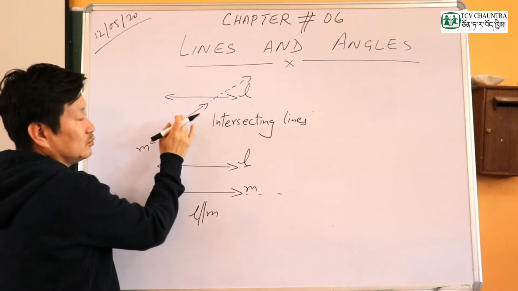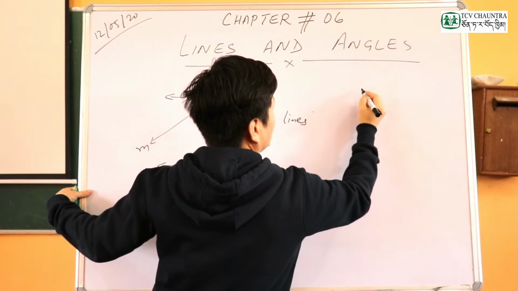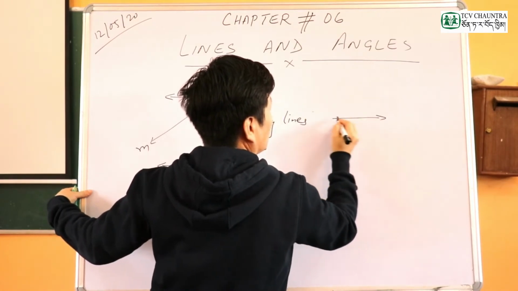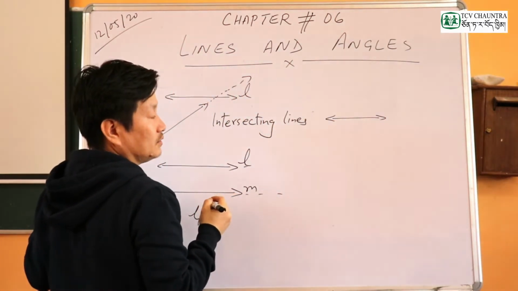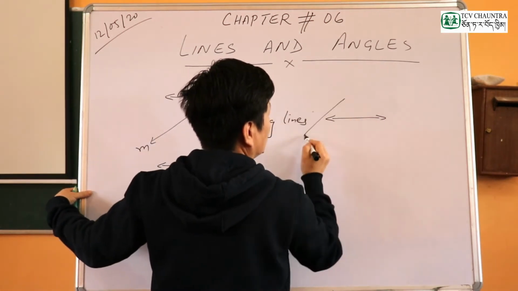Intersecting lines lie in a plane. The line that cuts both is called a transversal.